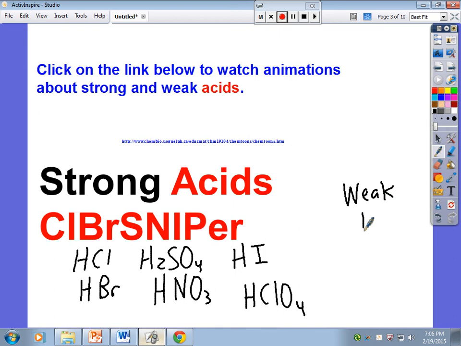So for example, if I asked you about HF, you would say that this is an acid or a base or a salt. It's an acid because it begins with hydrogen. Is it on this list? Nope. So therefore it's a weak acid. It is not a strong acid. These are the strong acids.